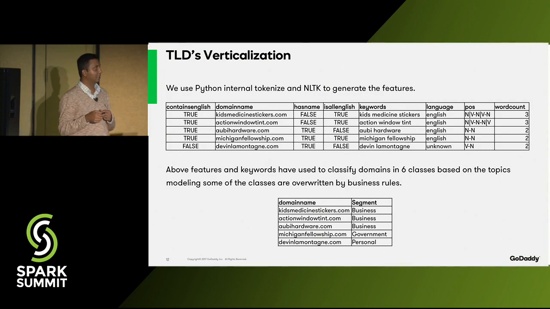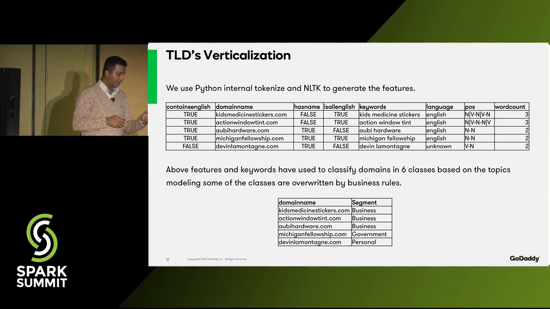So kidsmedicinetickers.com is basically a business domain. While another one, michiganfellowship.com, is talking about some kind of fellowship, or the religious fellowship in the Michigan state, right? So it's more like a government kind of domain. While devinlamontang.com is more like a personal domain because it has a name and it is not in the English language, so it is kind of like a personal blog domain. So we are classifying based upon this.